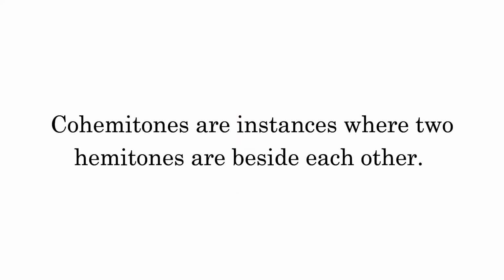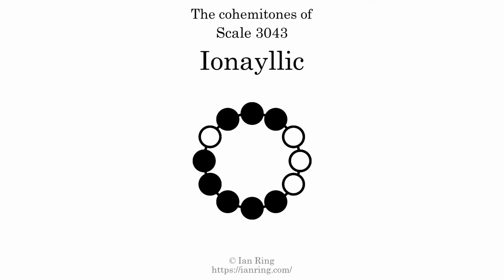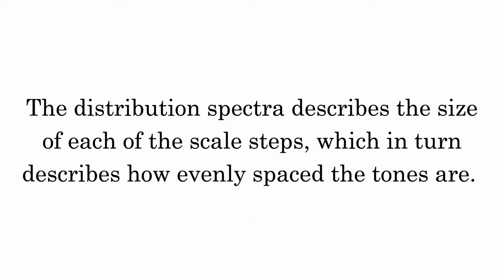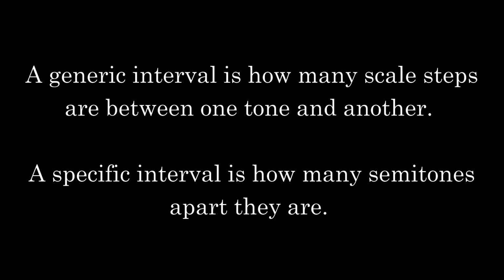Cohemitones are instances where 2 hemitones are beside each other. This scale has 4 cohemitones. They are at positions here, here, here, and here. The distribution spectra describes the size of each of the scale steps, which in turn describes how evenly spaced the tones are. A generic interval is how many scale steps are between one tone and another. A specific interval is how many semitones apart they are.